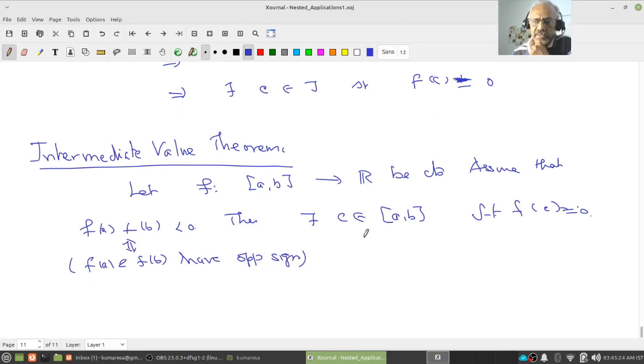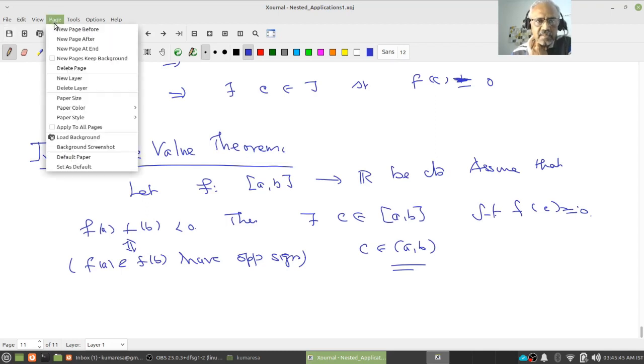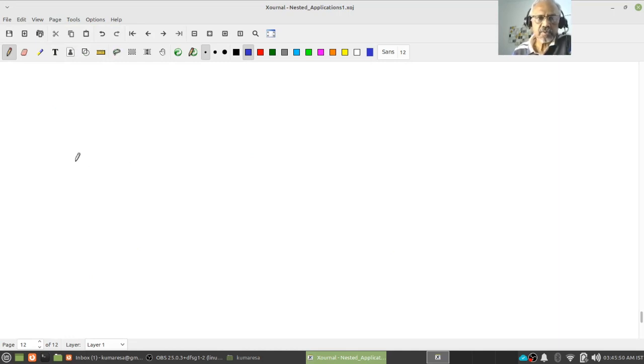Notice that c cannot be a and c cannot be b. If c is one of the endpoints, then f(c) will be 0, but the product is strictly less than 0. Therefore, we can even write there is a c strictly between a and b. Do you understand this? Okay. Now let's go through the proof.